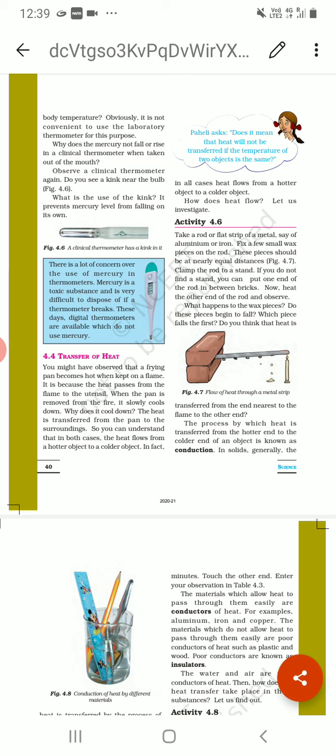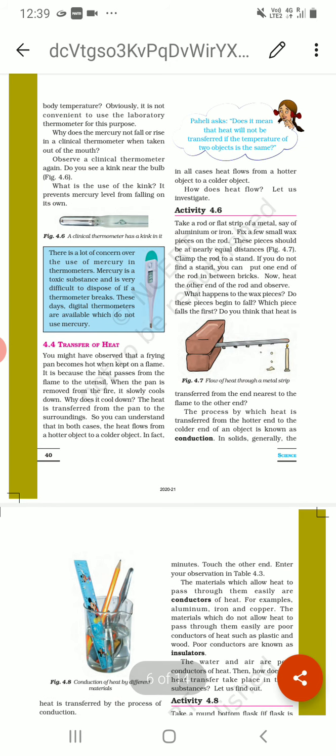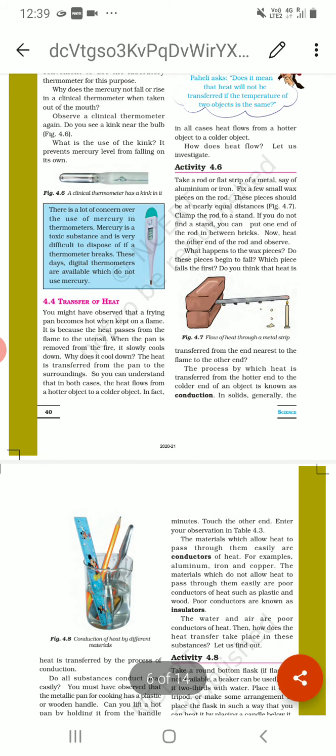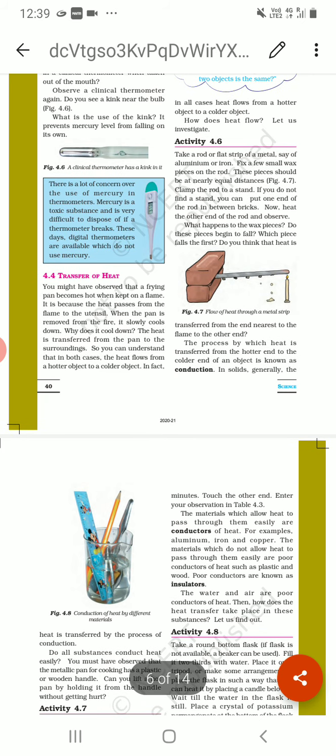Now, there is a lot of concern over the use of mercury in thermometers. Mercury is a toxic substance and is very difficult to dispose of if a thermometer breaks. These days, digital thermometers are available which do not use mercury.